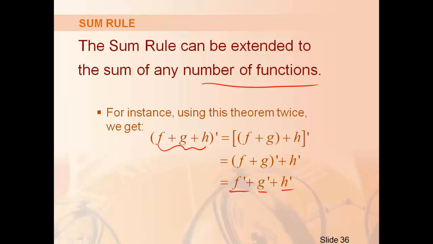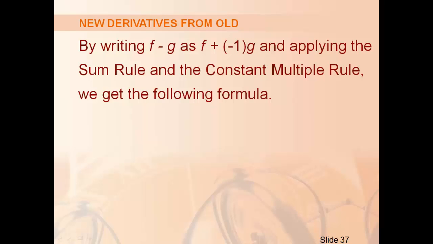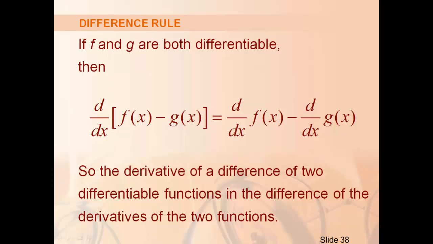And if you're thinking ahead, then you see how this might apply using the power rule and using this rule to get the derivative of a polynomial. And if we think of f minus g as f plus negative 1 times g, then you see that it would be pretty easy to prove that the sum rule and the constant multiple rule will tell you that if you subtract two functions and you want to find their derivative, you can subtract the individual derivatives.